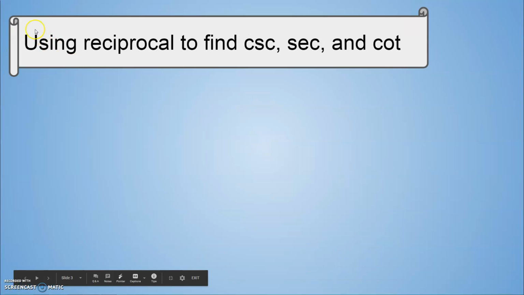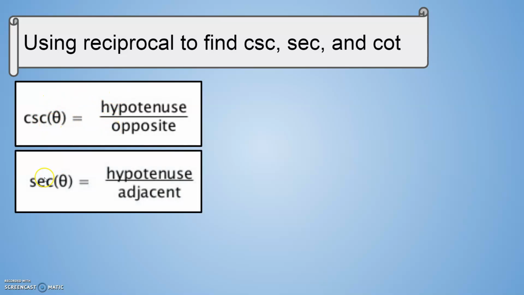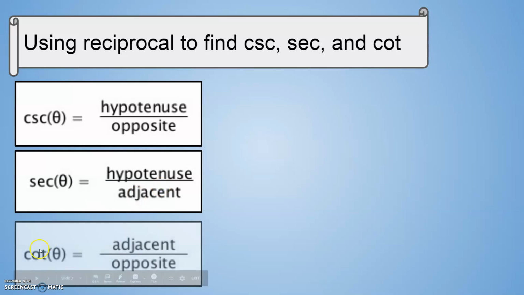The next step is using reciprocal to find cosecant, secant, and cotangent. First is cosecant, which is the reciprocal of sine. Cosecant equals hypotenuse over opposite. After is secant, which is the reciprocal of cosine, and secant equals hypotenuse over adjacent. After that is cotangent, which is the reciprocal of tangent, and cotangent equals adjacent over opposite.